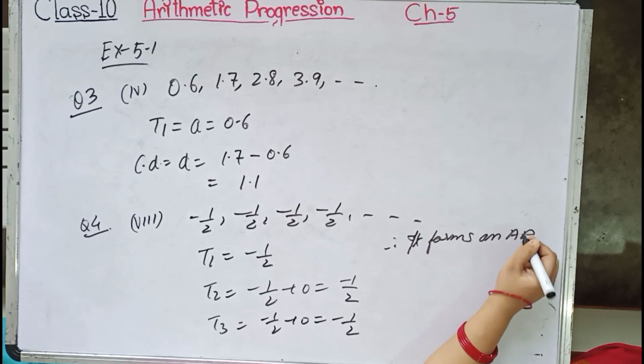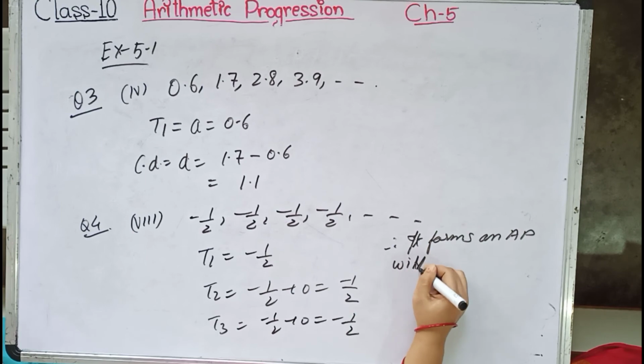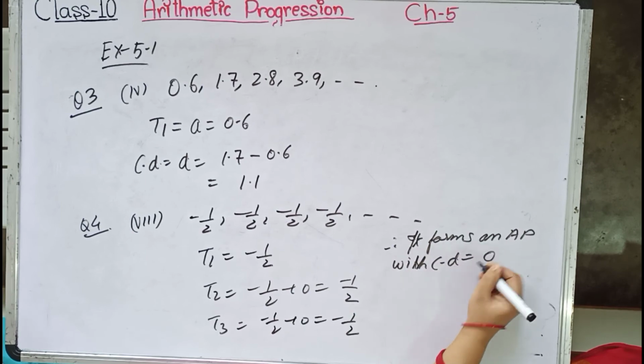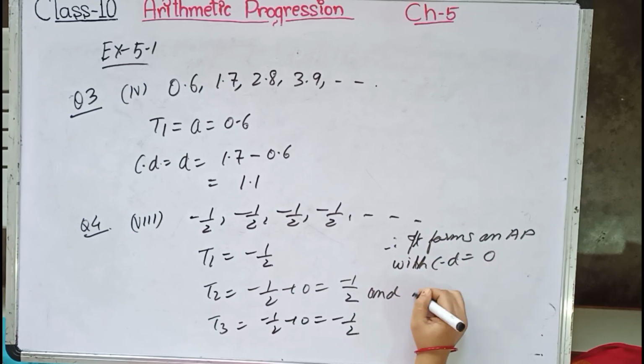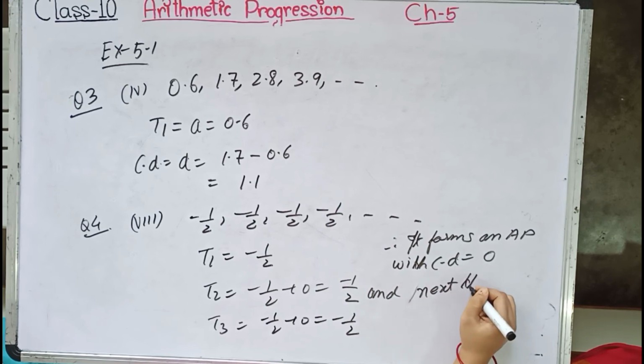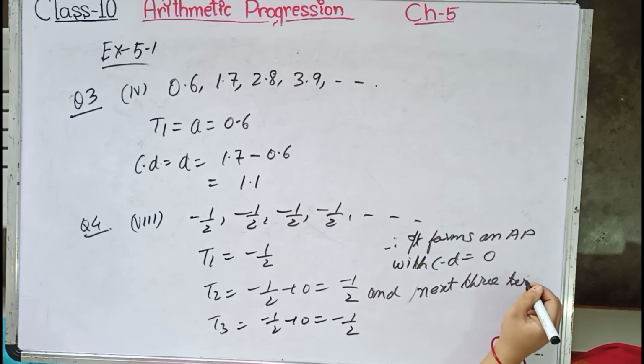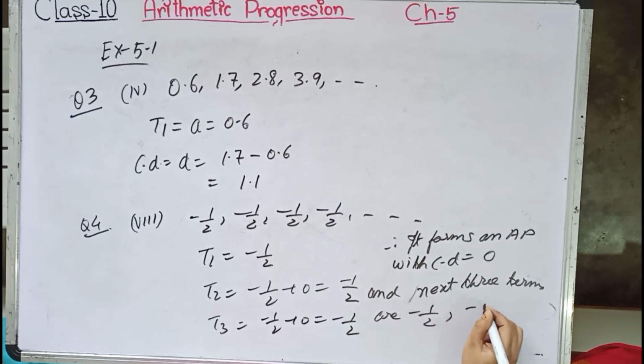It forms an AP with common difference equal to 0, and the next three terms are the same number. You can write minus 1 by 2, minus 1 by 2, minus 1 by 2.